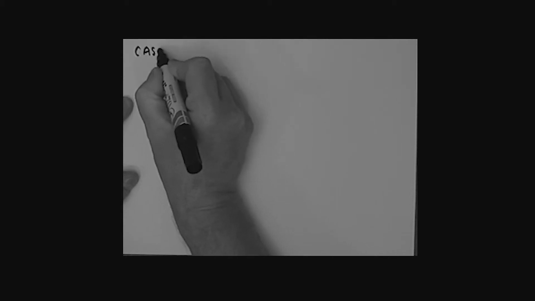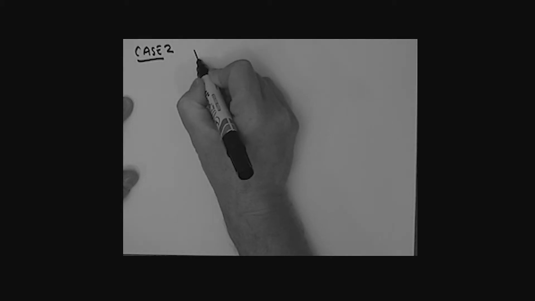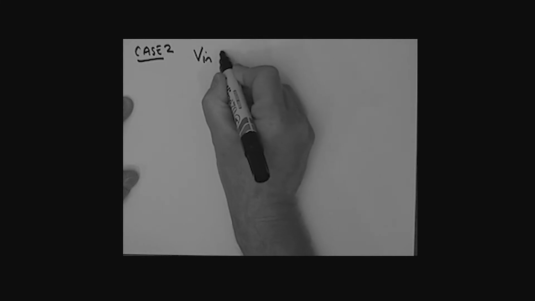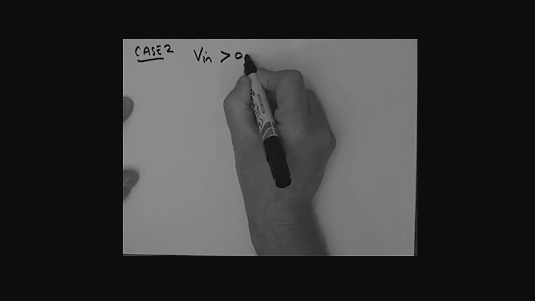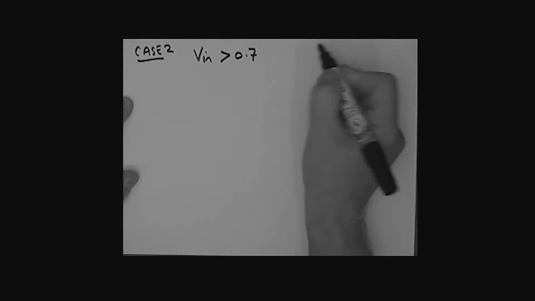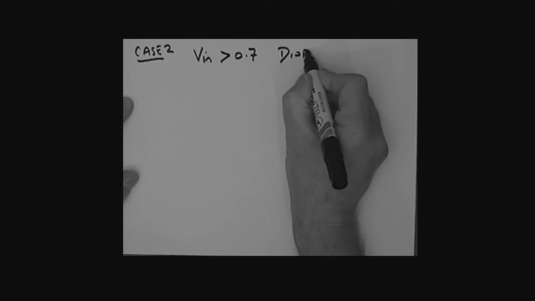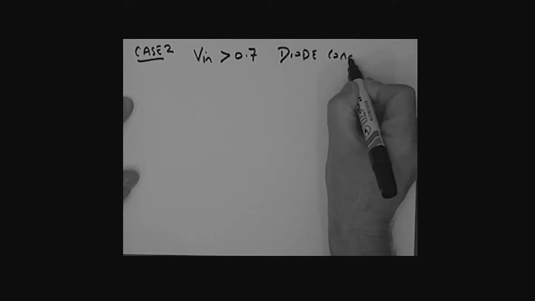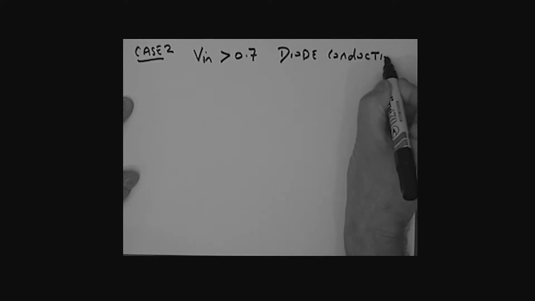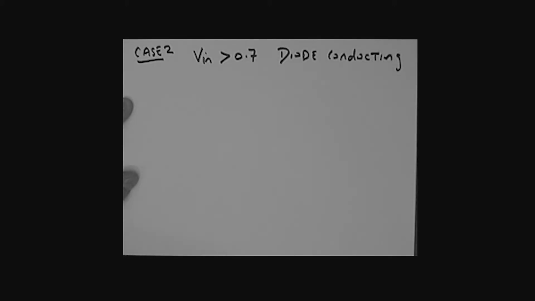All right. So we'll call this case 2. This is when V in, in this particular problem, is greater than 0.7. Okay. Diode is conducting. And let's see what the relationship then between V in and V out is for this particular case.